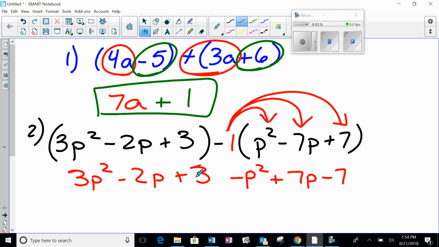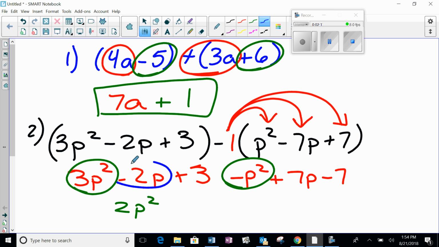Now, we're just going to combine like terms. So I'm going to look for any other term that has a p squared. It has to have p squared, same variable, same exponent. So I'm going to take the minus p squared. So I have 3p squared minus p squared is 2p squared.